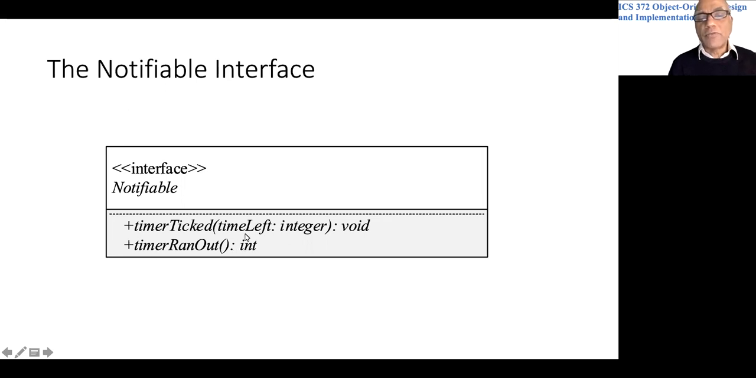Actually, this should be a void. It is a mistake here. When the timer runs out, there should not be any return value from the method that gets called. So this should be a void.